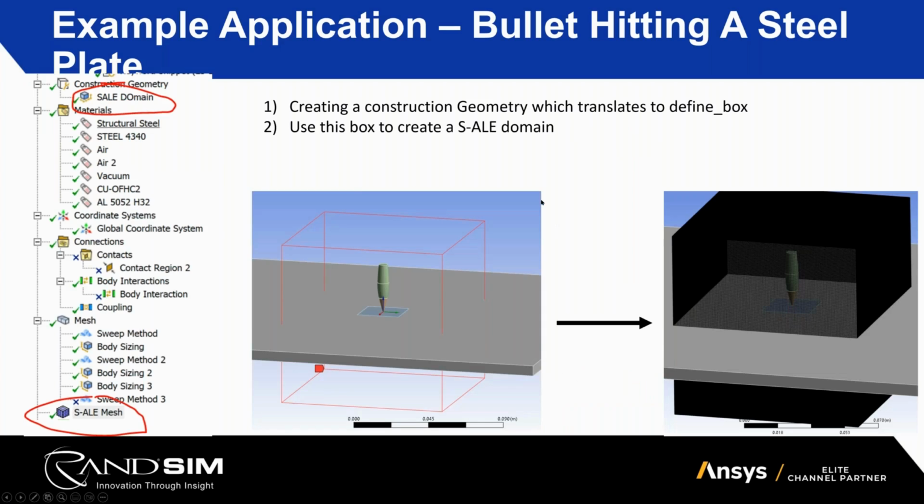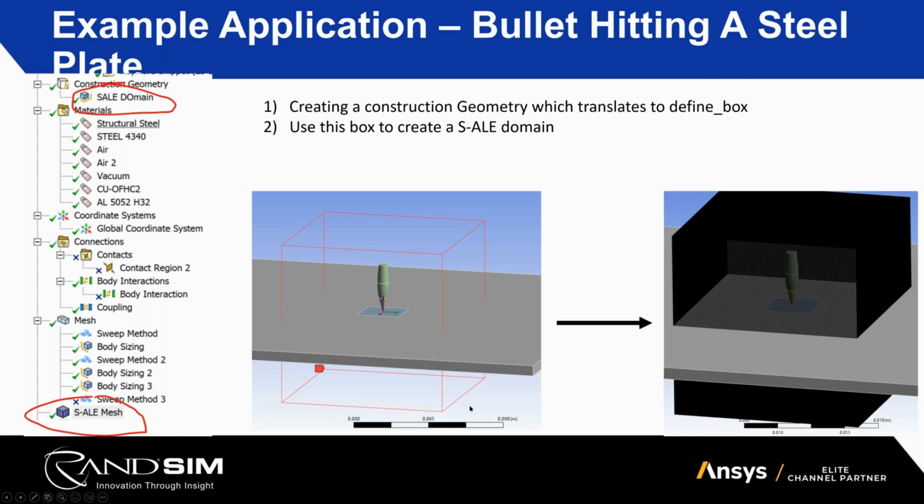It's to do what's called a structural arbitrary Lagrangian Eulerian model. Basically, what this means is that the structural side, the Lagrangian side, is the steel plate, and that's essentially still done with finite elements. But the bullet actually behaves more like a fluid at such a high impact velocity. So what you want to do with a model like this is treat the bullet projectile essentially like a fluid. And the way you do that is to create what's called an SALE domain.